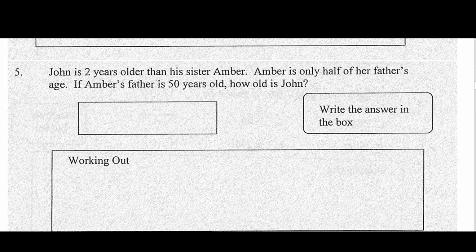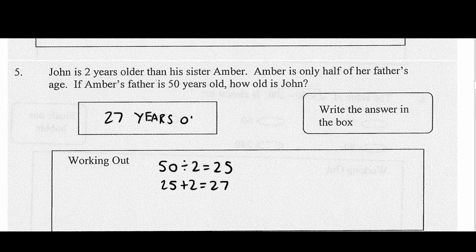So Amber's father is 50 years old, and Amber is only half of her father's age. So 50 divided by 2 gives 25. John is 2 years older than his sister Amber. So 25 plus 2 gives 27. So how old is John? 27 years old.